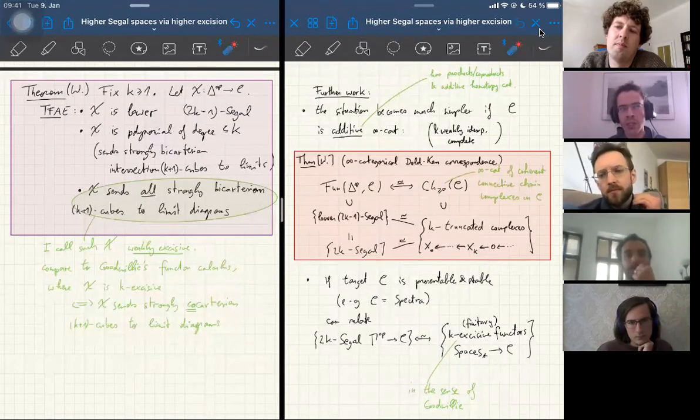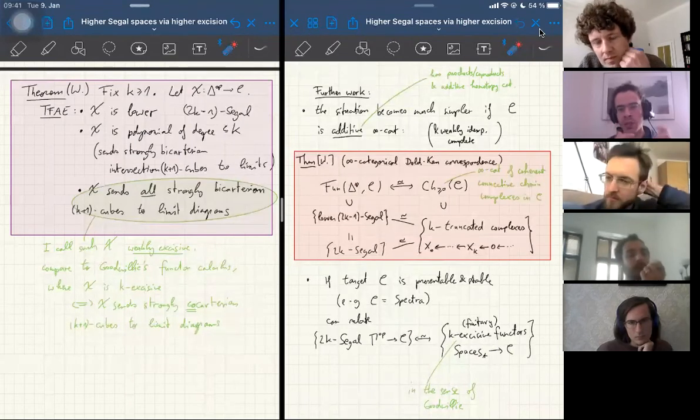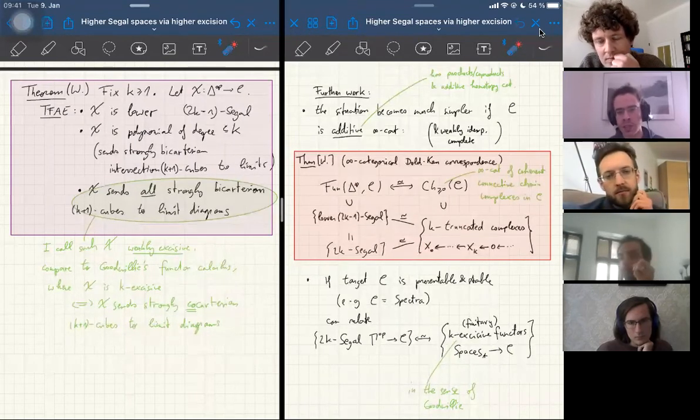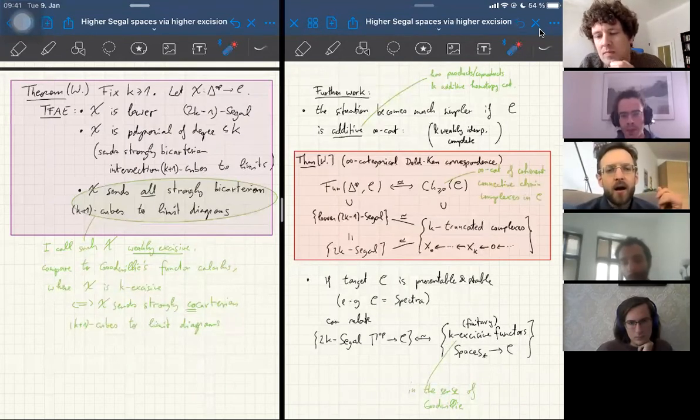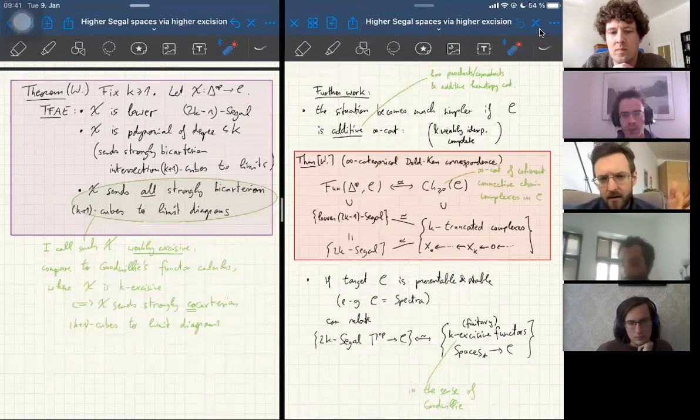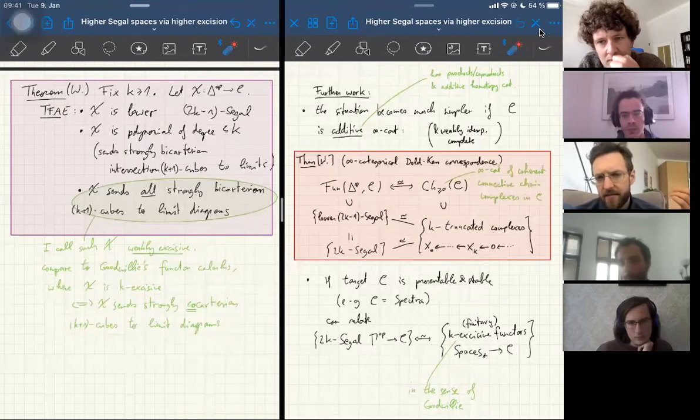As long as this class of limits is not too big, but that's trivial in this case because delta is a small category. Yeah, the part I'm confused by is, if C is spaces, say, then doesn't this imply that the infinity category of Segal spaces is a left exact localization of simplicial objects in spaces? It is.